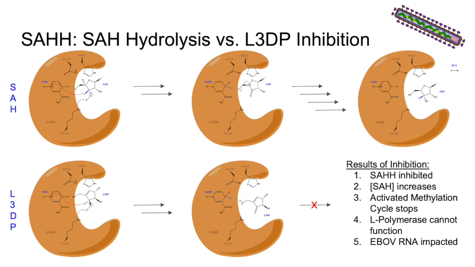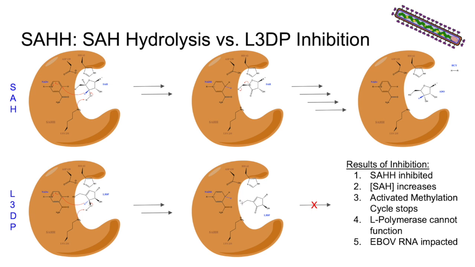hydrolase, or SAHH. SAHH works by employing NAD+ to hydrolyze adenosyl homocysteine, or SAH, to L-homocysteine, HCY, and adenosine, ADO. HCY is used in a cycle to generate adenosyl L-methionine, SAM, a widely used methyl donor necessary for the proper functioning of L polymerase. The process which generates SAM is known as the activated methylation cycle. The activated methylation cycle is a necessary part of viral transcription.